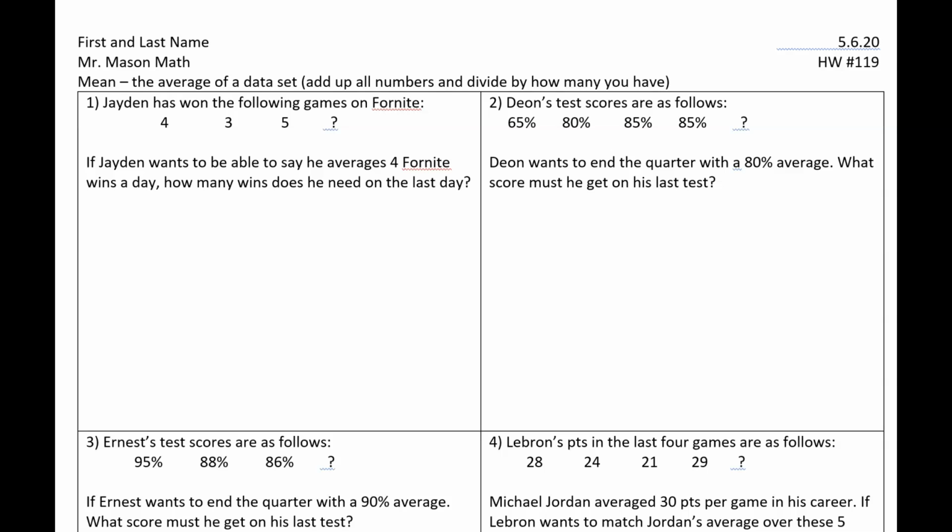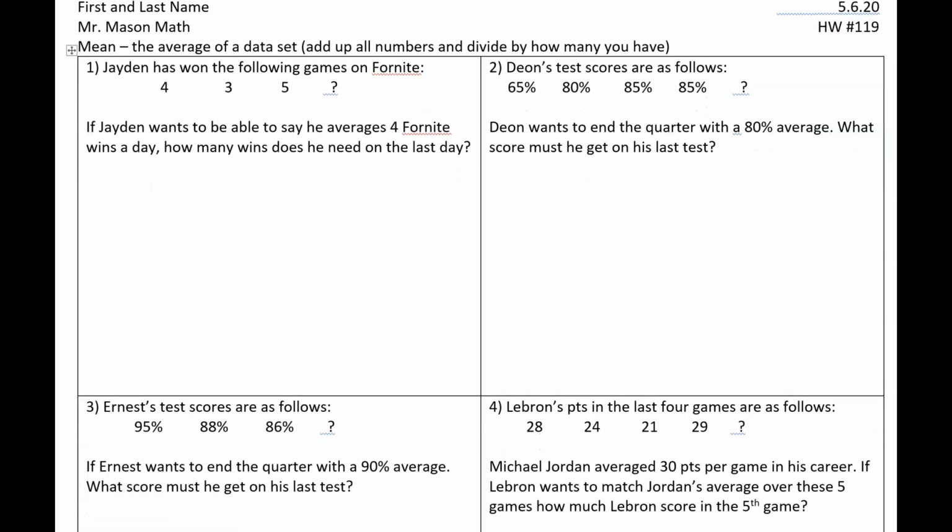So make sure you have your heading up at the top, and let's start with problem number 1. It says Jaden has won the following games on Fortnite: 4, 3, 5, and then a question mark. We don't know. If Jaden wants to be able to say he averages 4 Fortnite wins a day, how many wins does he need on his last day? So here's what we do. We set it up just like we are setting up a mean problem where we add everything up. But when we add everything up, we're going to include a variable.